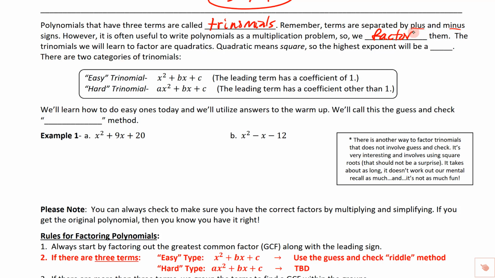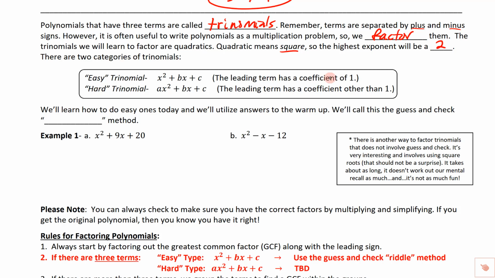Now, the trinomials that we're going to learn, for the most part, are going to be quadratics. Quadratic means square, so that means the highest exponent is going to be 2, and that's why we say x squared or y squared, whatever it happens to be. Now, there are two categories that we're going to learn. There's an easy type of trinomial and there's a hard type of trinomial.